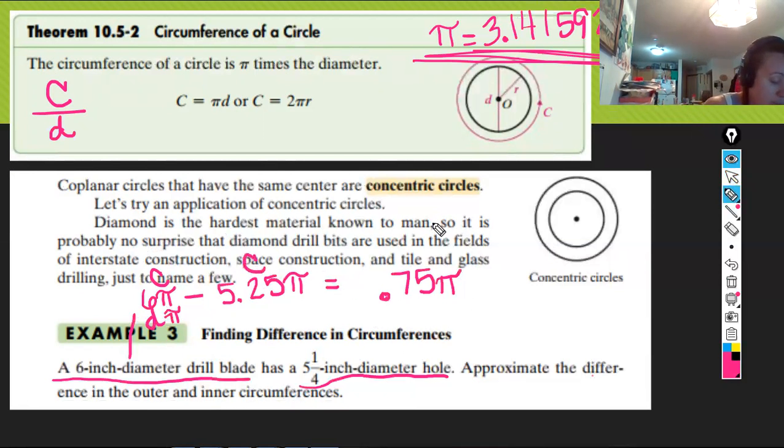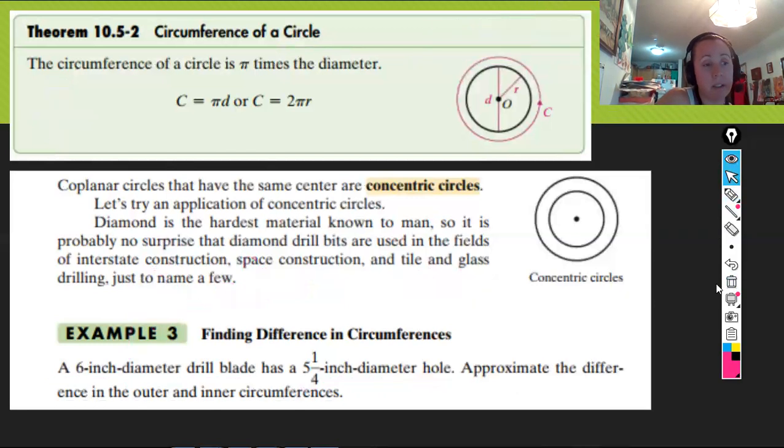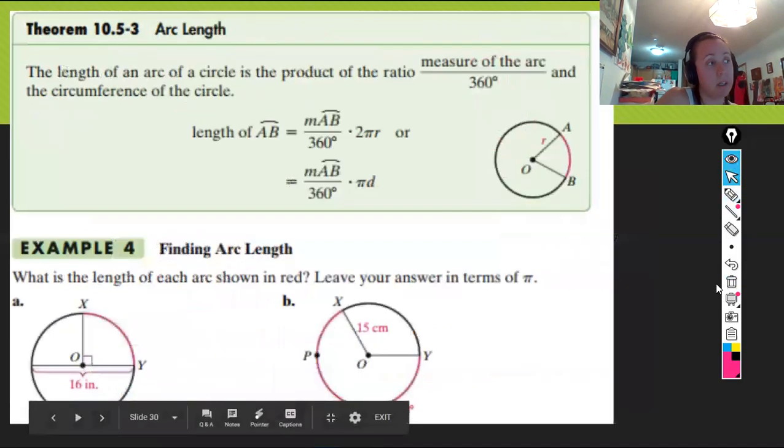Or if you multiply it by that pi key, you get 2.36, you would say, and it's inches. That would be the difference in there. But pi is kind of cool. You can almost treat it like a variable right until the very end.